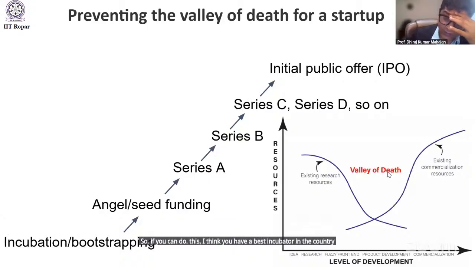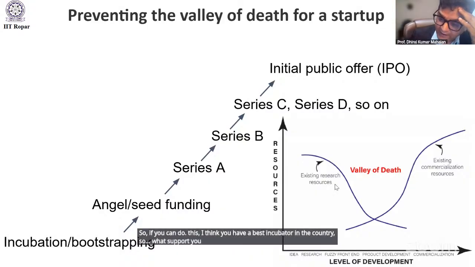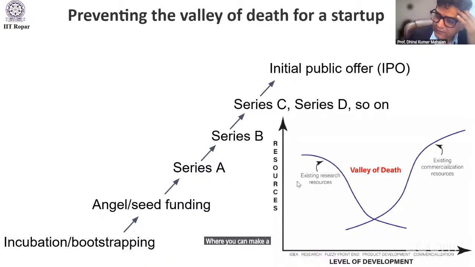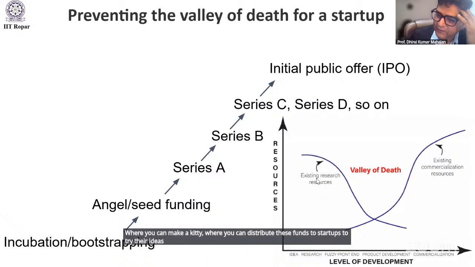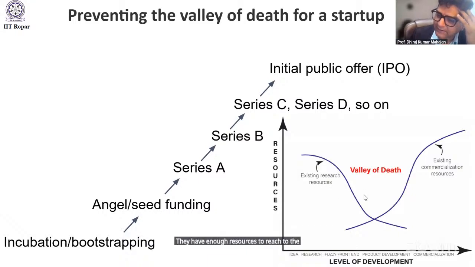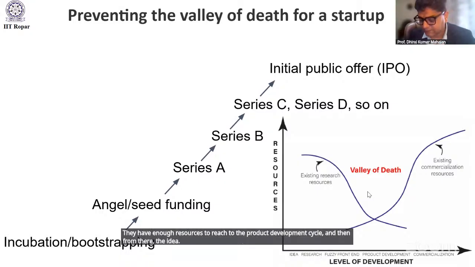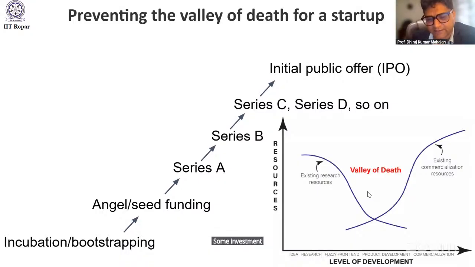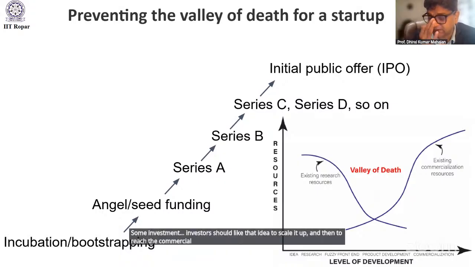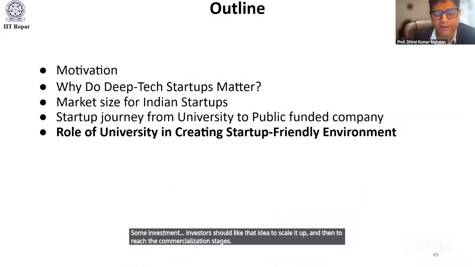So what support can you give? You can find some CSR funds where you can make a kitty, from which you can distribute funds to startups to try their ideas, so that they have enough resources to reach the product development cycle. And then from there, some investors should like that idea, to scale it up and reach the commercialization stages. Okay.